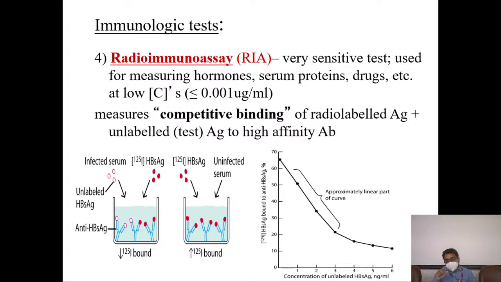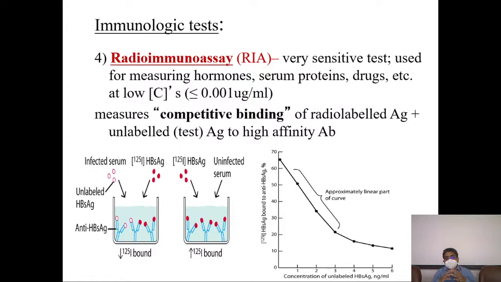If the patient serum is infected, it will compete with the labeled HBs antigen. So less of the absorbance will be there. Absorbance here means radioactivity, which will be more if more of the labeled antigen is bound. But if the infected serum contains the antigen, it will compete with the labeled antigen. Both will bind, but they will compete, so there is less radioactivity.